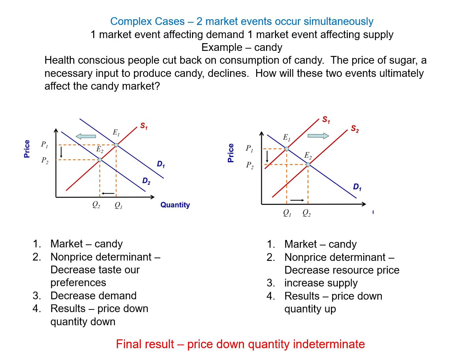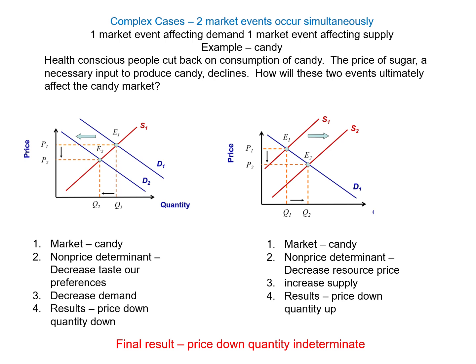That's going to affect demand. The price of sugar, a necessary input to produce candy, decreases. How will these two events ultimately affect the candy markets? Let's break down health conscious people cutting back first. Left hand side graph, D1, S1, P1, Q1, equilibrium.